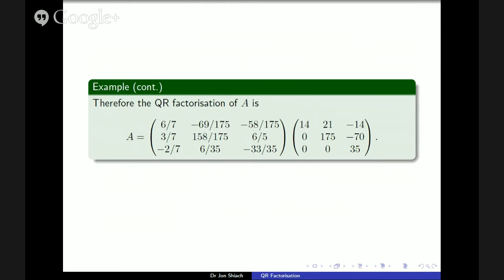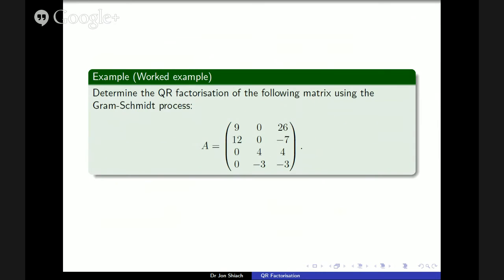Okay, so it's a lot more involved than perhaps LU factorization. But this can also be done where you have more rows and columns, and it can also be used to solve those normal equations. Okay, so that's an example which is given in the notes. And just to go through a worked example as well, to give you some practice.